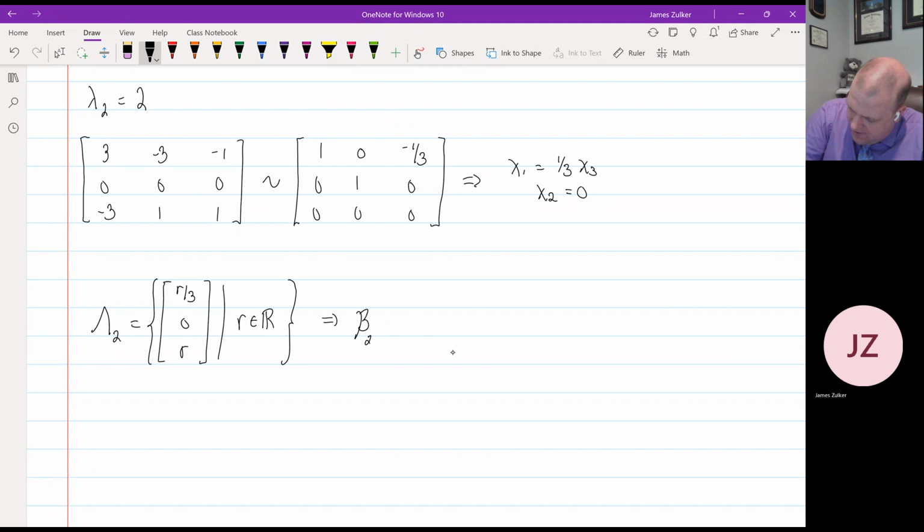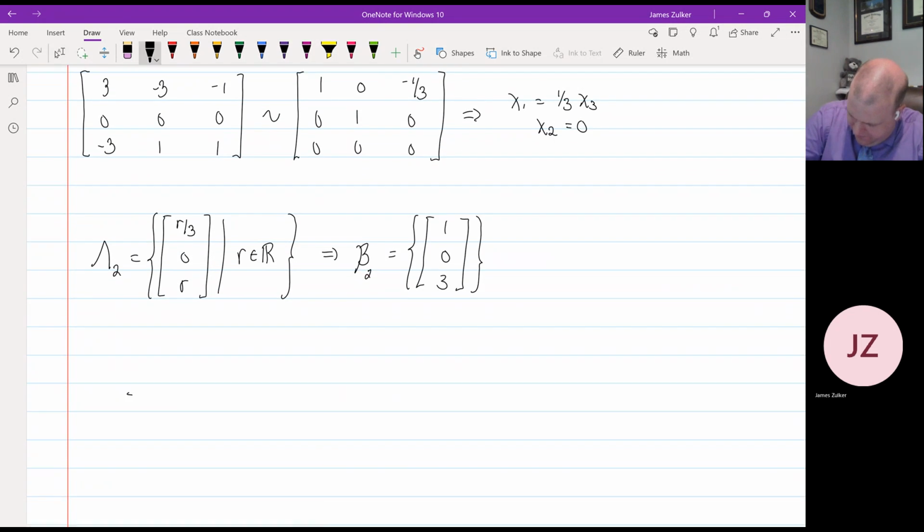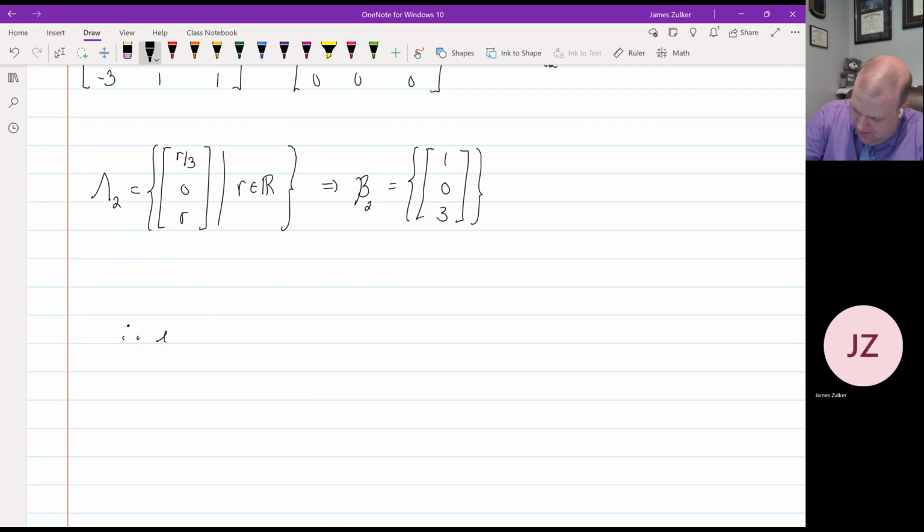So we take for basis the set 1, 0, 3. Therefore, we conclude that this matrix is undiagonalizable.